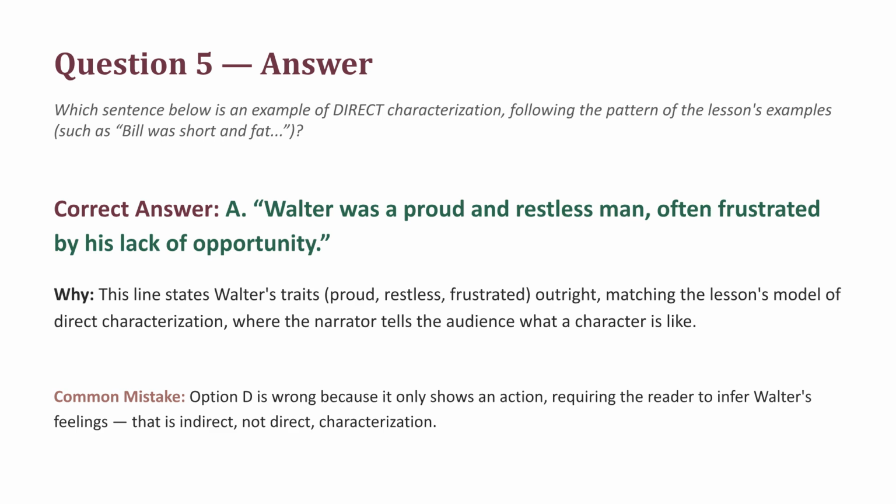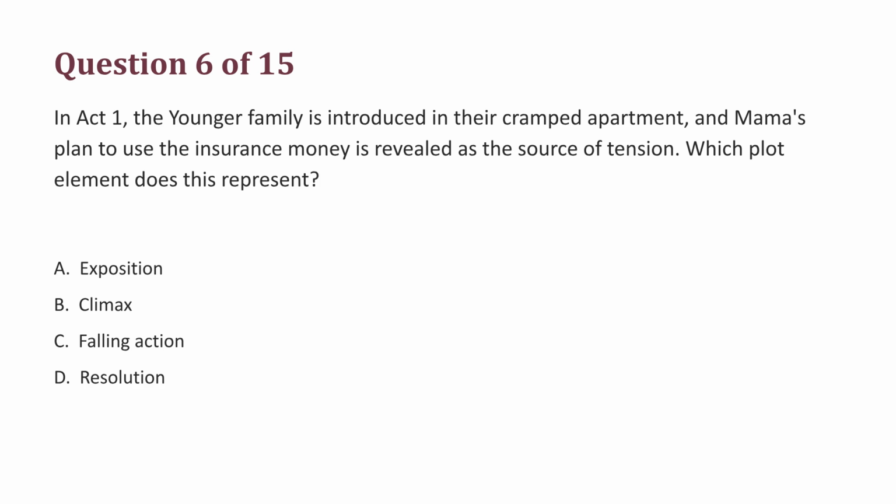Cognitive level: applying. The correct answer to question 5 is A. Walter was a proud and restless man, often frustrated by his lack of opportunity. This line states Walter's traits outright: proud, restless, frustrated. It matches the lesson's model of direct characterization, where the narrator tells the audience what a character is like. Option D is wrong because it only shows an action, requiring the reader to infer Walter's feelings. That is indirect, not direct, characterization. Cognitive level: applying.